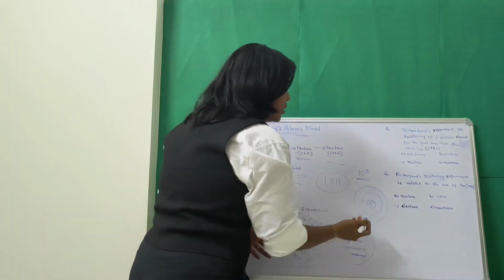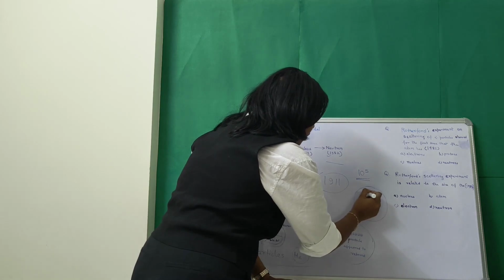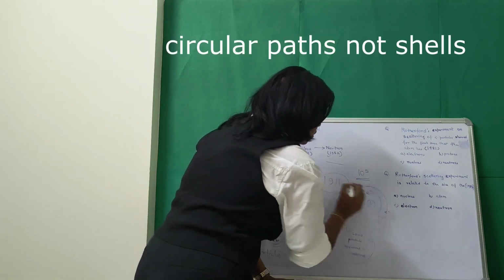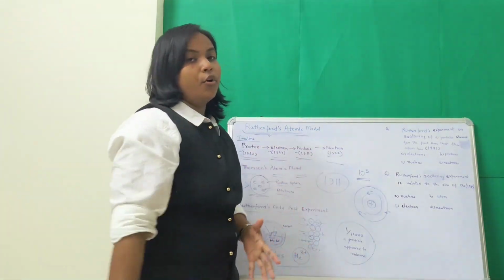Here is the nucleus, and most of the space is empty, and the electrons are revolving around the nucleus in these shells. That is Rutherford's atomic model.